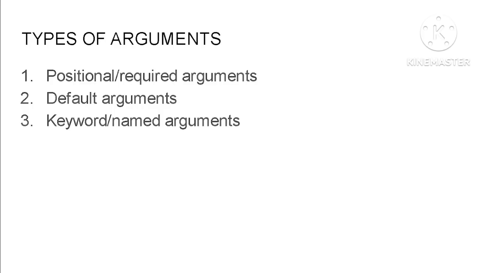Regarding arguments, we have some types of arguments which you should know. The first important type are the positional or required arguments. That is the compulsory arguments which we saw just now: A, comma, B, comma, C. All these things are called positional arguments, also called required. Why required? You cannot skip that.